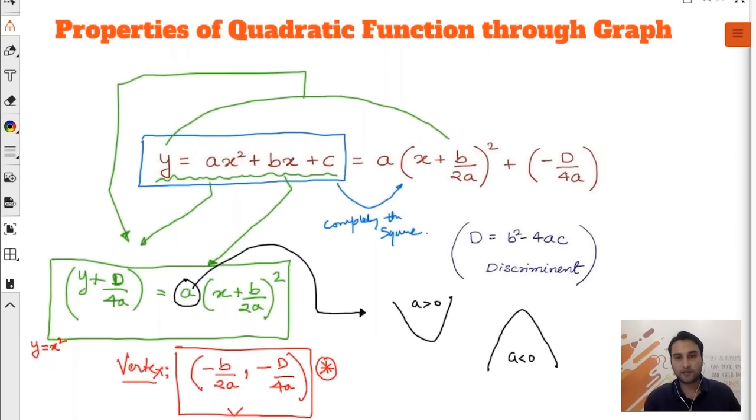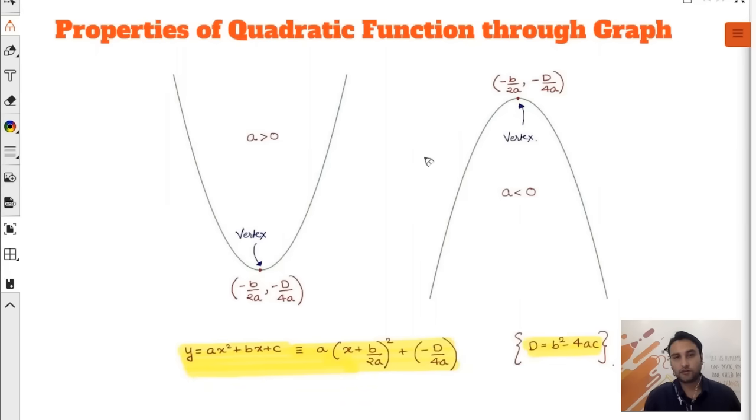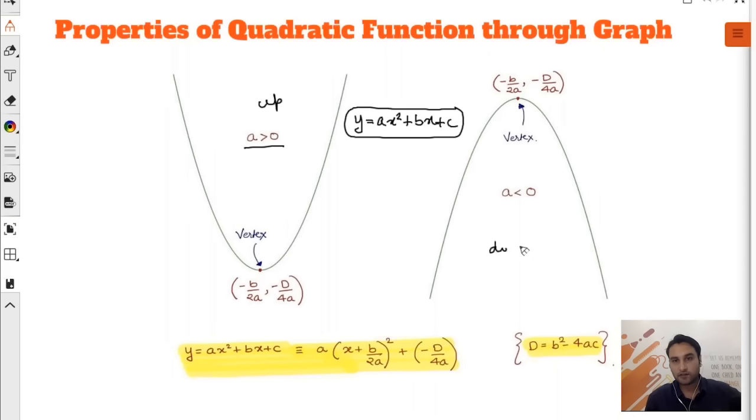Okay? To summarize it, this screen will help you. So y is equal to ax square plus bx plus c, the graph, with the concept of graph transformation, is facing up if a is positive, facing down if a is negative. But in both the cases, the vertex coordinate is minus b by 2a comma minus D by 4a. Cool? Done noting? One last problem.